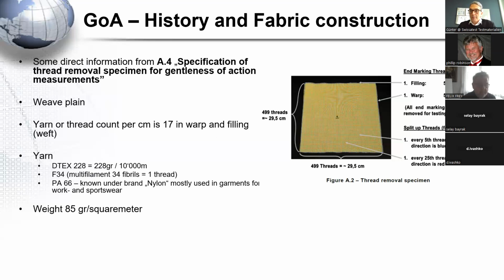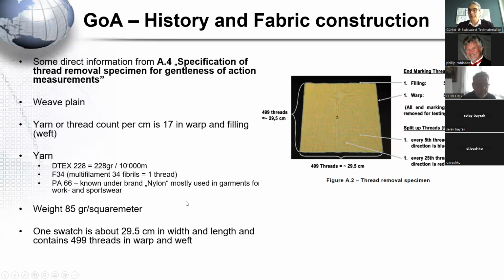The material is polyamide 6.6 in detail, and it's known under the brand nylon, and normally it's used for garments, for work and sportswear. And the weight is about 85 grams per square meter. As mentioned, the dimension is 29.5 centimeters and 499 threads in warp and in weft.